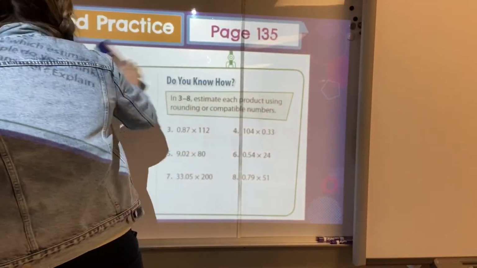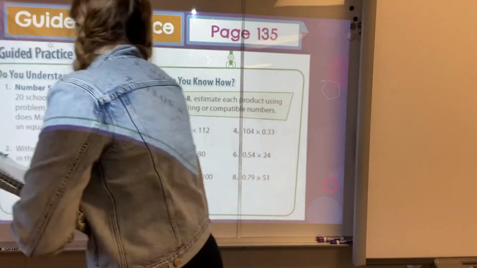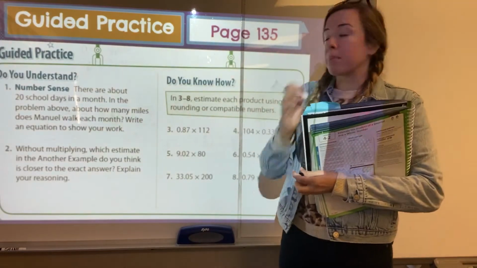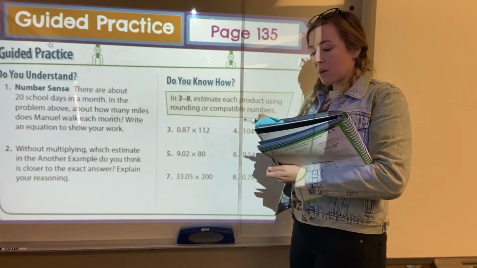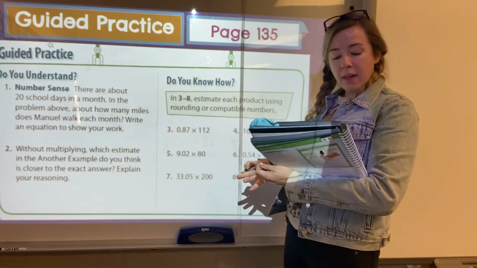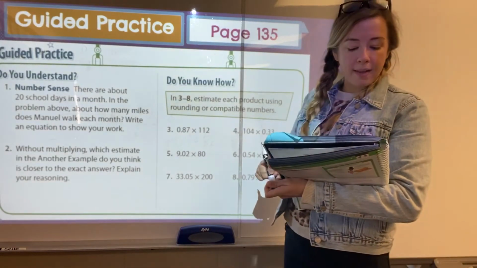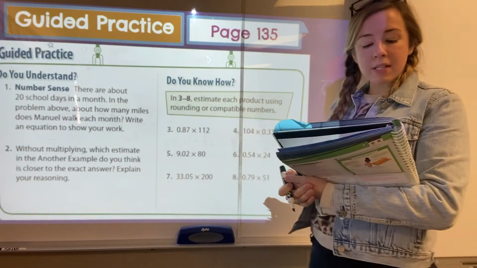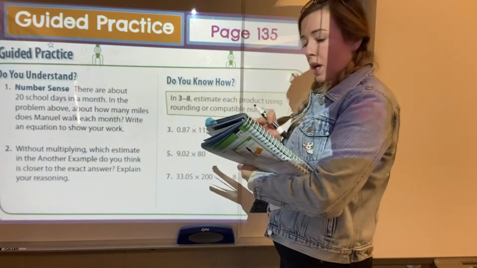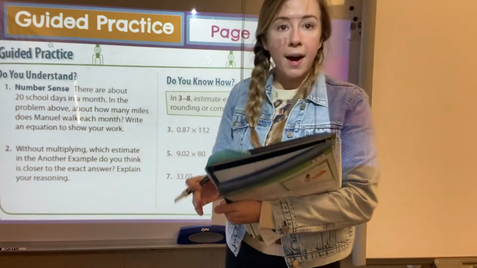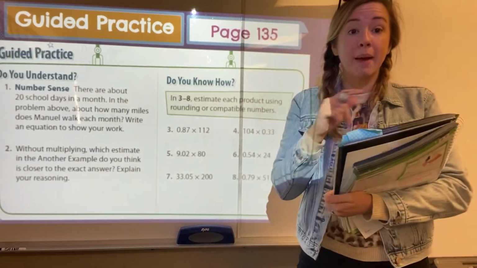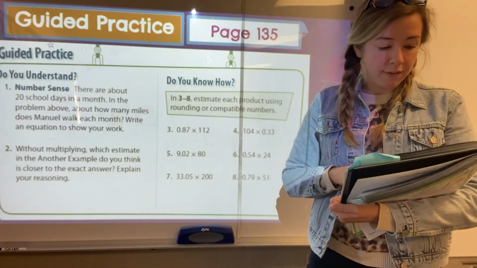Okay, let's go ahead and try a couple problems. Let's start with number 1. We've got a word problem over here. So number 1 says, there are about 20 school days in a month. In the problem above, how many miles does Manuel walk each month? Write an equation to show your work. So if you're on page 135, great. Let's take a peek at that problem right above. And if you're not there yet, please open up your workbook to page 135.